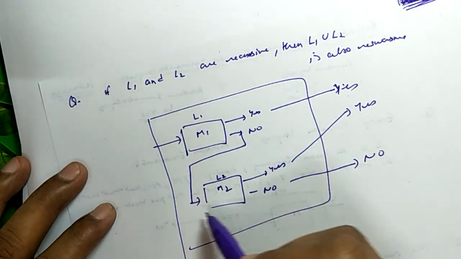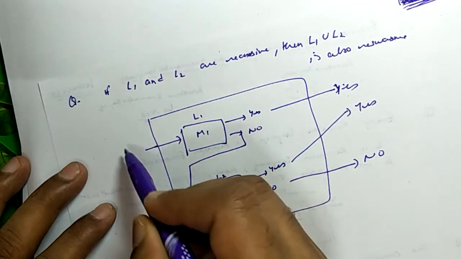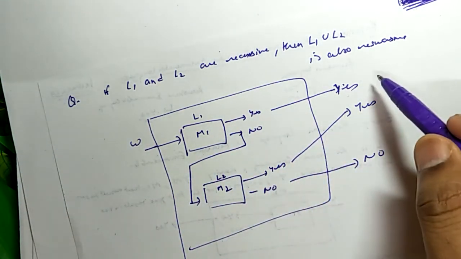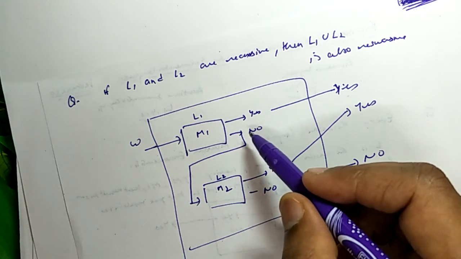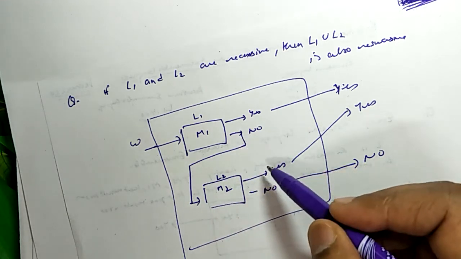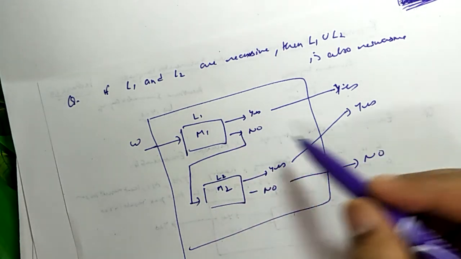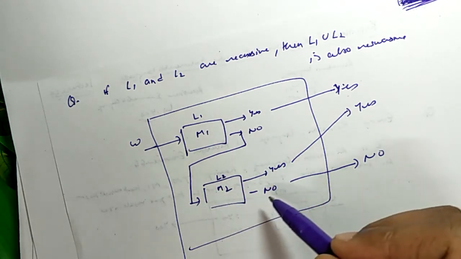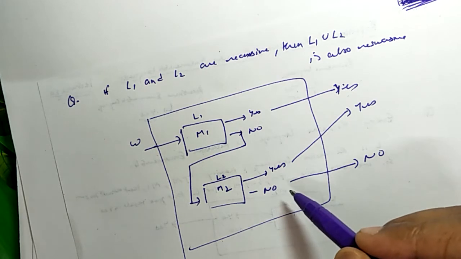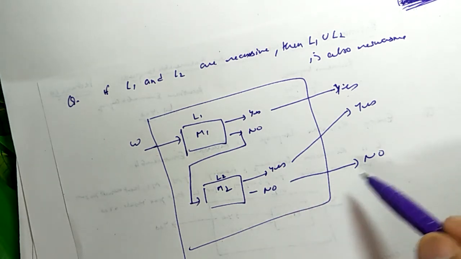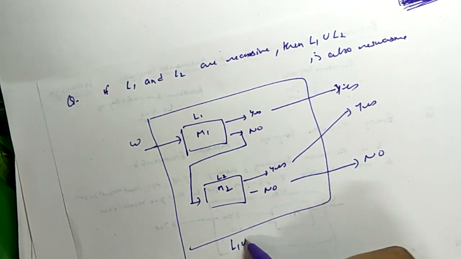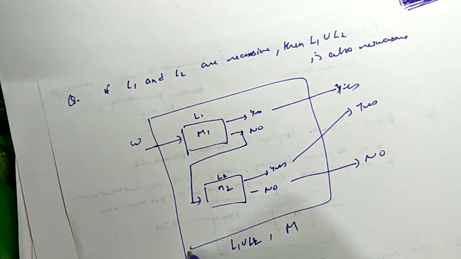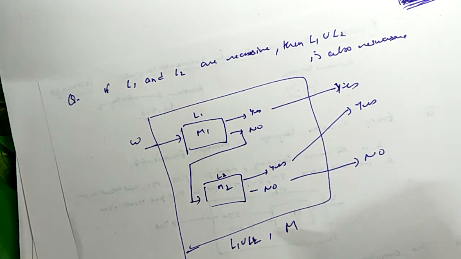If the same input is provided to M2, and it is accepted by the first Turing machine, then it is accepted. If it is rejected by the first Turing machine and accepted by the second, then it is also accepted. If it is rejected by the first and rejected by the second also, then it is rejected. So this Turing machine is for L1 union L2. We say it is M. It is M1, it is M2, then it is M.